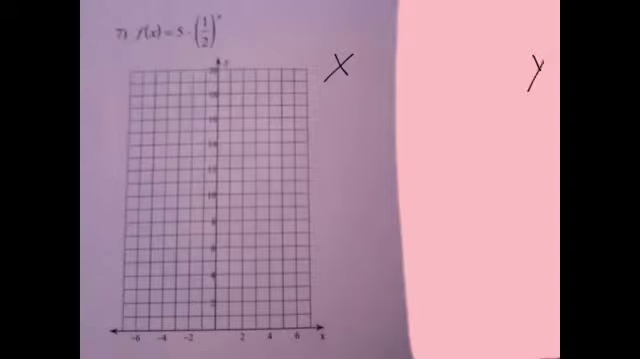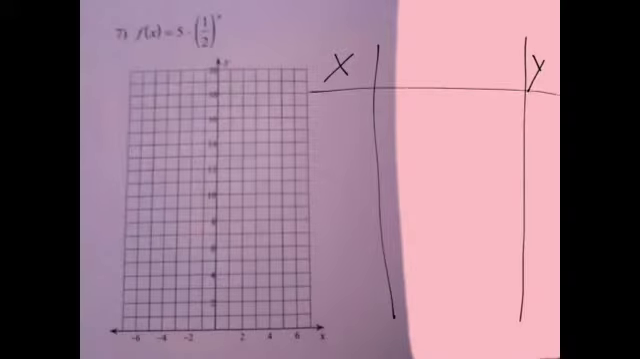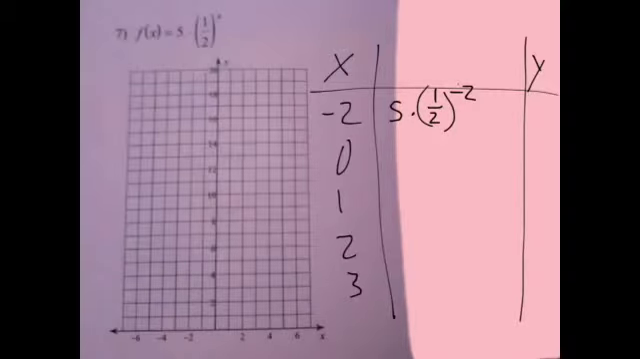And let's move on to 7. We got an x and a y. The work in the middle, let's do the negative 2, 0, 1, 2, 3 again. And we're just going to take each of those numbers and put it there for the x. So we got 5 times 1/2 to the negative second power. Well, 1/2 to the negative second power is going to be the same thing as 2 to the second power, because that negative flips it upside down. And that's 4, so 5 times 4 is going to give me 20.